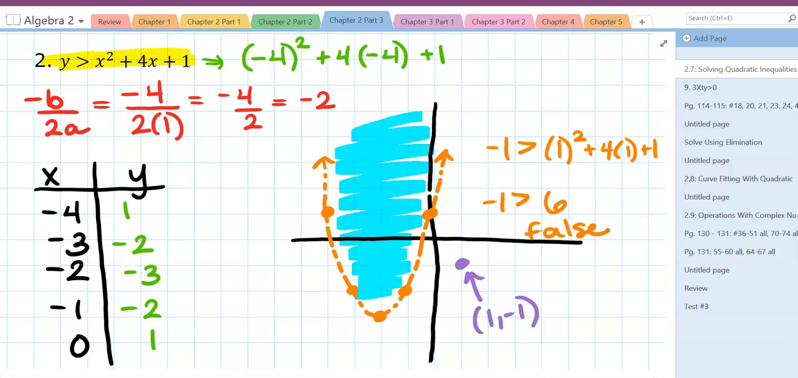So that would be a way to check if you're not sure where to shade. Pick a random point anywhere on the graph and plug it into that equation. If it's false, you do not include it in your shading because it doesn't work. If it was true instead, then I would include it. So then that tells me I should shade that area, if that helps.